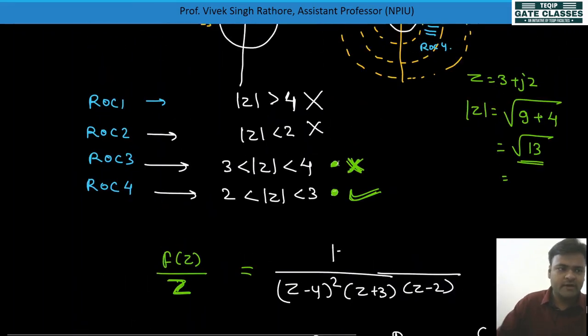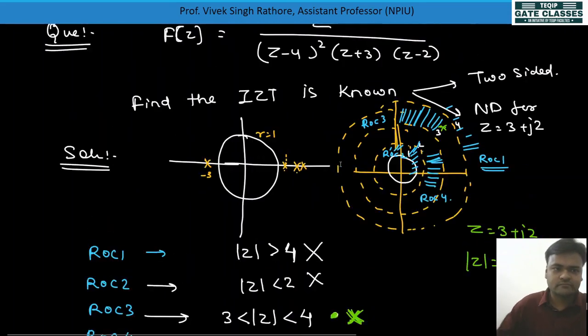So ultimately what we have seen is that the overall ROC is less than 3. Ultimately it will be less than 4 also. See, if the ROC is inward from 3, then obviously the ROC of 4 will also be inward only. That is why when both are inward, from the least pole it will be inward. When both come inward, obviously we will take inward from 3, because we cannot take from 4.